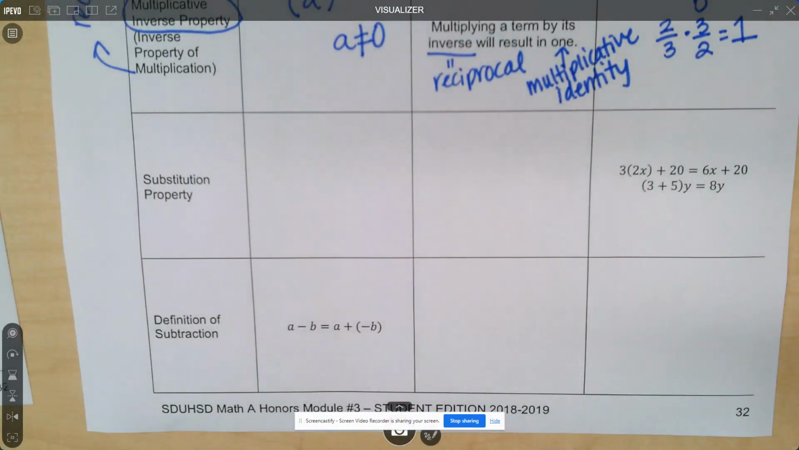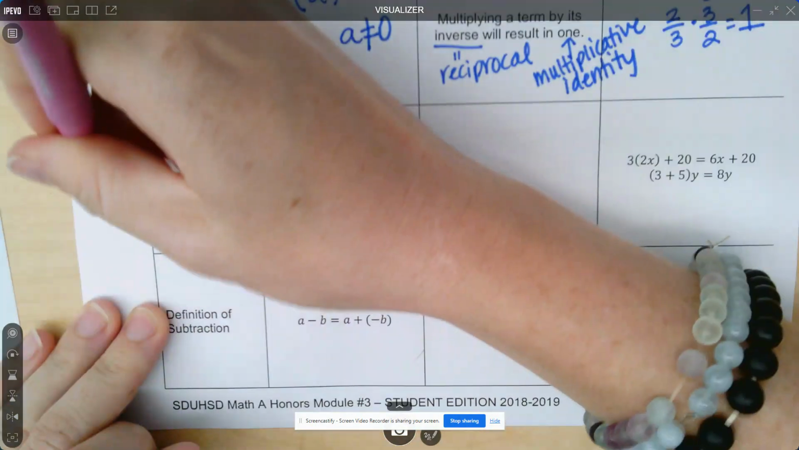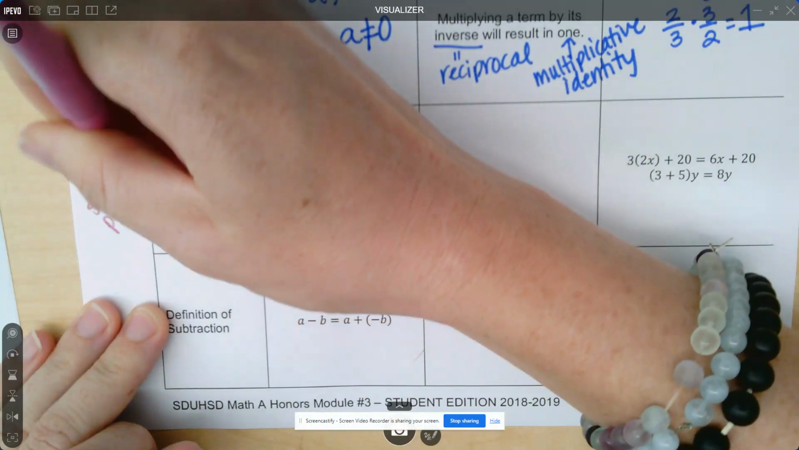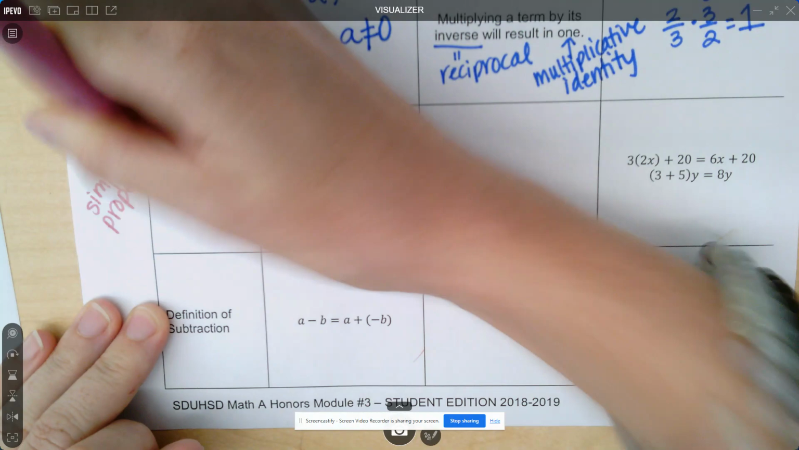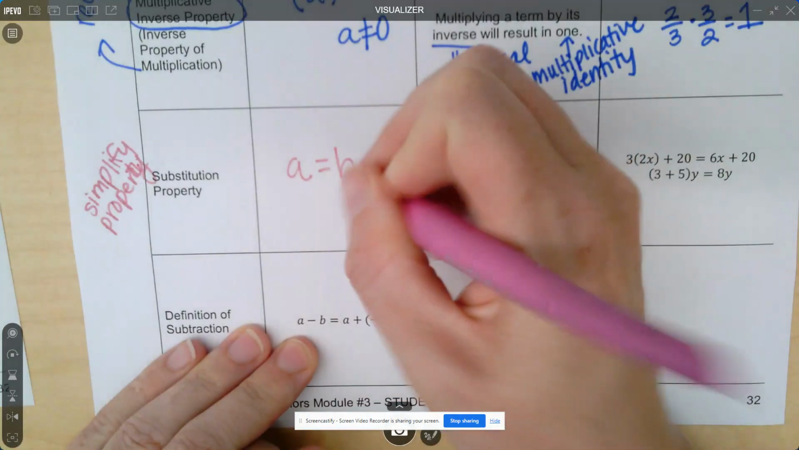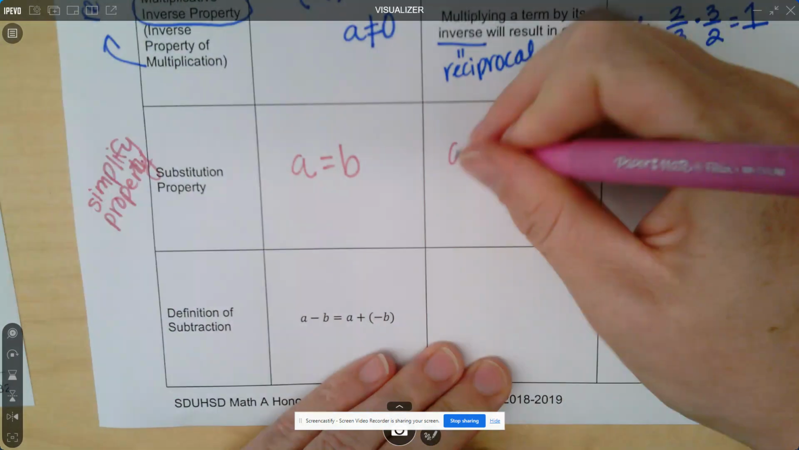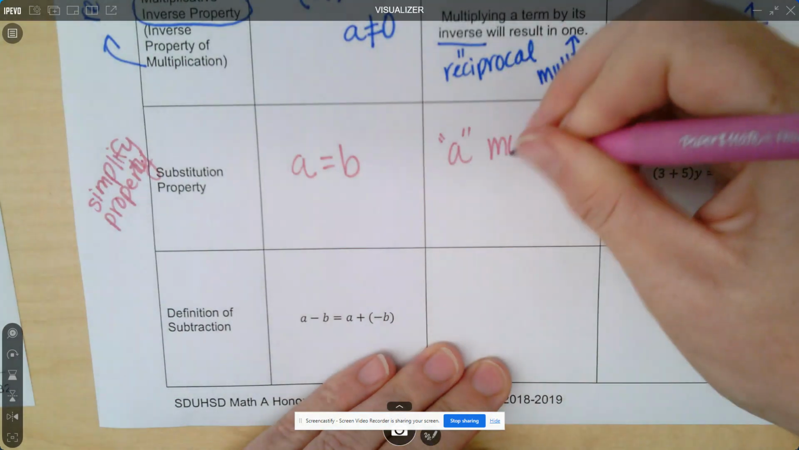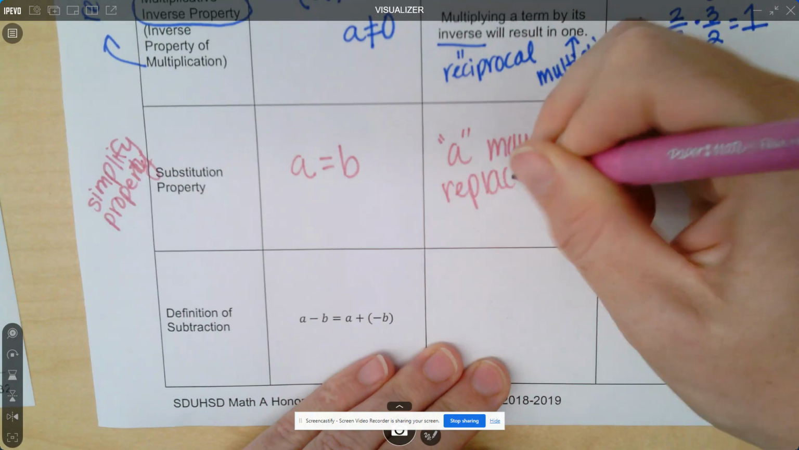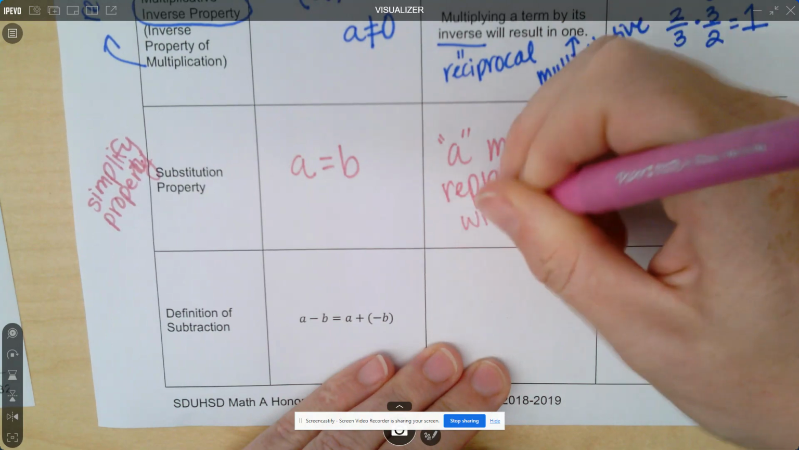So the substitution property, sometimes we may think about it as the simplifying property. It just means to simplify. It tells you that A is equal to B, or A may be replaced with B.